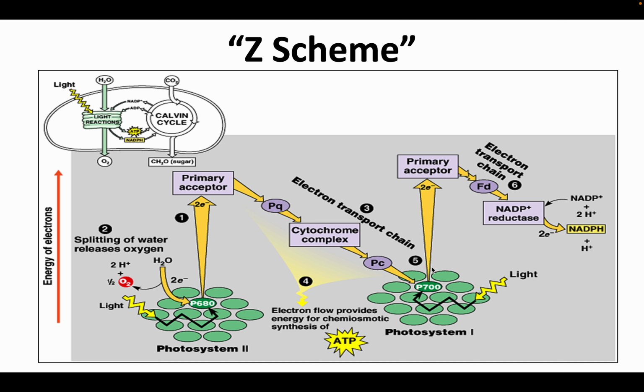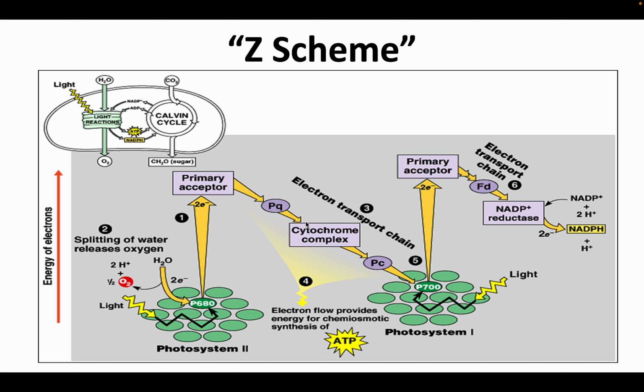This is just a simplified diagram of the light-dependent reactions. So here is photosystem 2, and it's got all these chlorophyll pigments. Light is absorbed by chlorophyll, and that knocks the electrons off of chlorophyll and donates them into the electron transport chain.